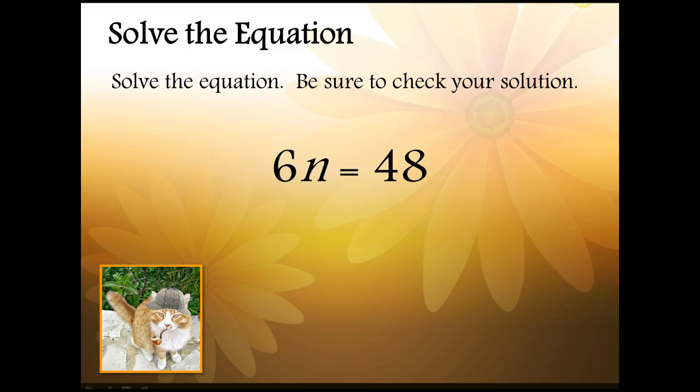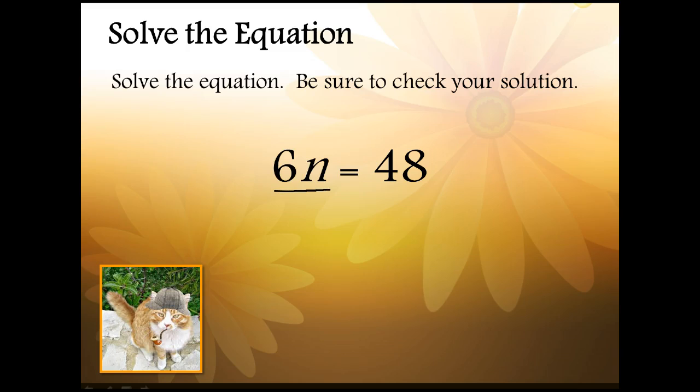Let's solve the equation 6n equals 48. We will first need to locate the variable, and then we're going to isolate the variable. In order to isolate the variable, we will apply the division property of equality. We will divide both sides of the equation by the coefficient of the variable. In this case, that would mean we divide both sides by 6.